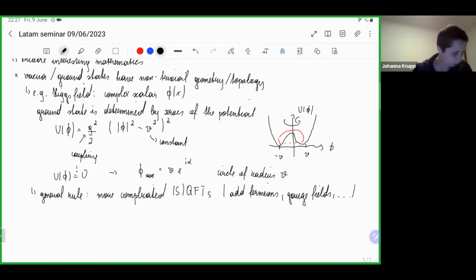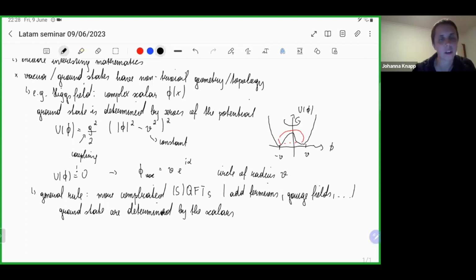But general physics, namely Lorentz invariance, tells you that in any case, the ground states are determined by the scalars. I will not go as far as to break Lorentz invariance. So my vacuum should be Lorentz invariant, and that tells me that basically the fermions and the gauge fields all have to be 0. And that's why I'm making such a big point about the scalar fields. And this is more or less all you're going to see in this talk.